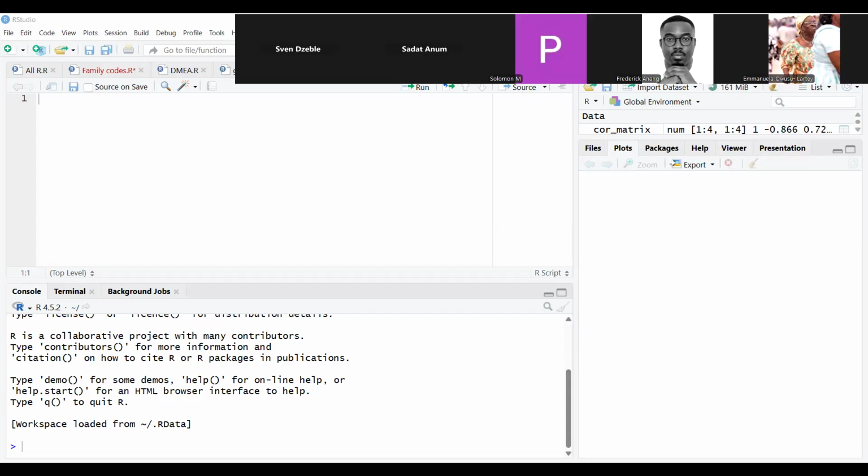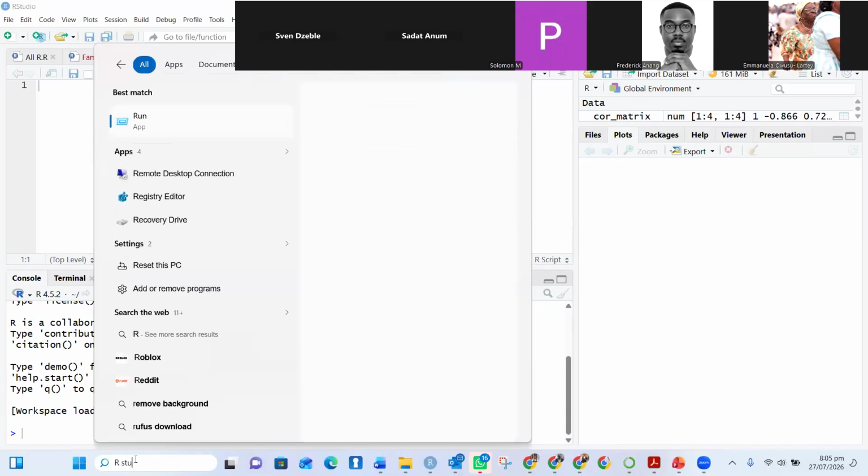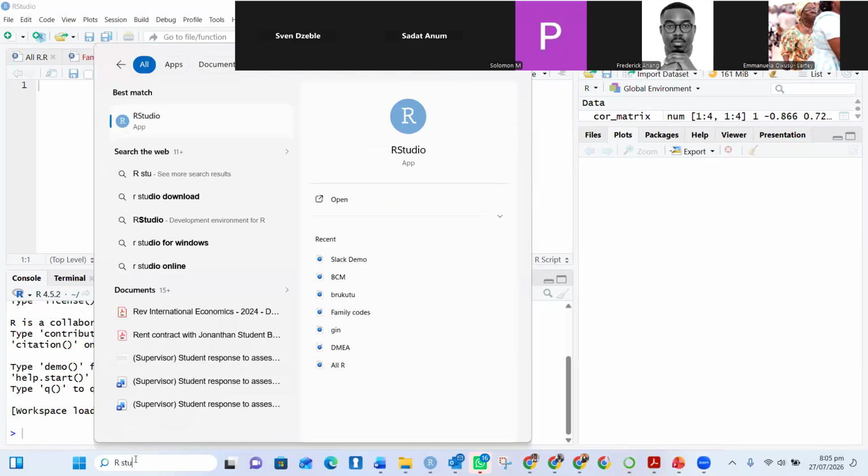Let me just show you. When you click here, you type R Studio. You see that the R Studio will pop up. And that will tell you that you have installed R Studio. Are you sure you've installed R Studio? If you have, yes, please. You were opening the R, not the R Studio, weren't you?